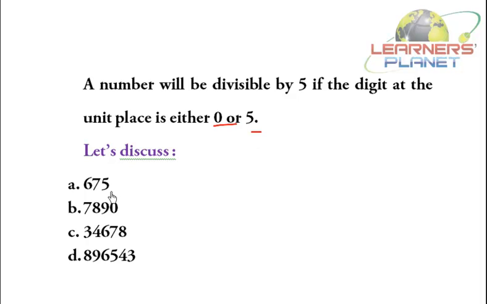So here let's discuss some of the cases. Here we are having 5 at the units place, hence this number is divisible by 5. In this case we are having 0. So still again this number is also divisible by 5. In this case we are having 8 at the units place. So it won't be divisible by 5, and even in this case we are having 3 at the units place, so even it won't be divisible by 5.